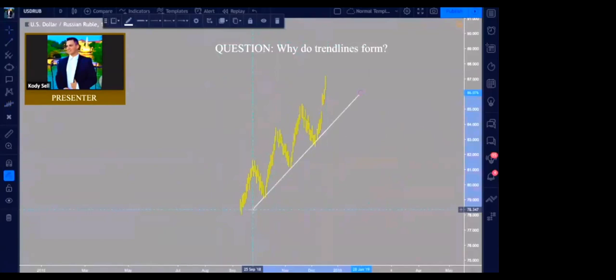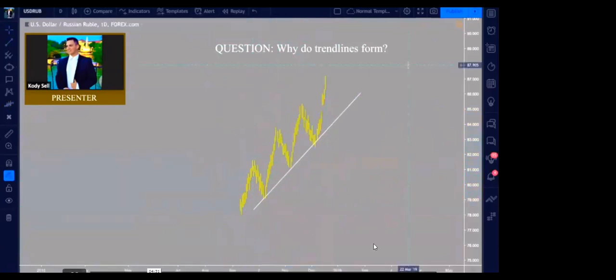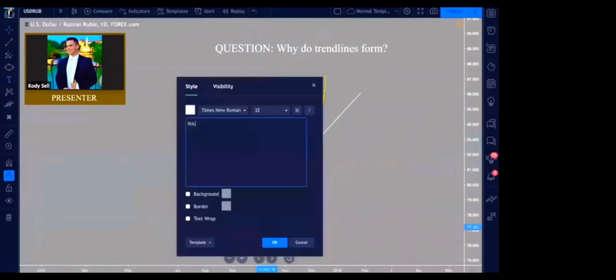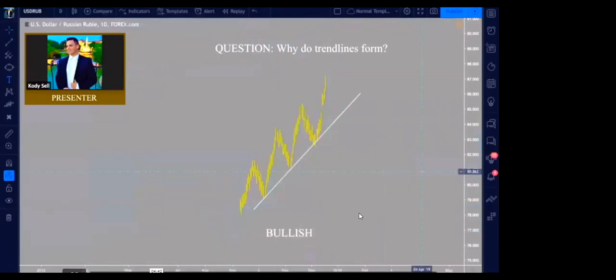Okay, so to understand why trend lines form, we need to understand a little bit about market psychology, supply and demand, and market participants. Right now, we can conclude that the market is bullish. So when we conclude that the market is bullish, what that means is that key market participants, people with enough equity to move the market and actually impact price, are long on this pair.